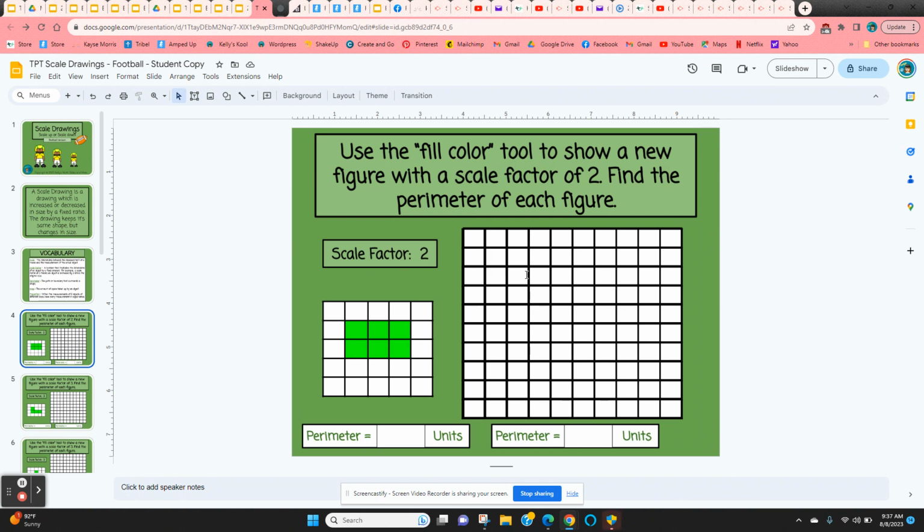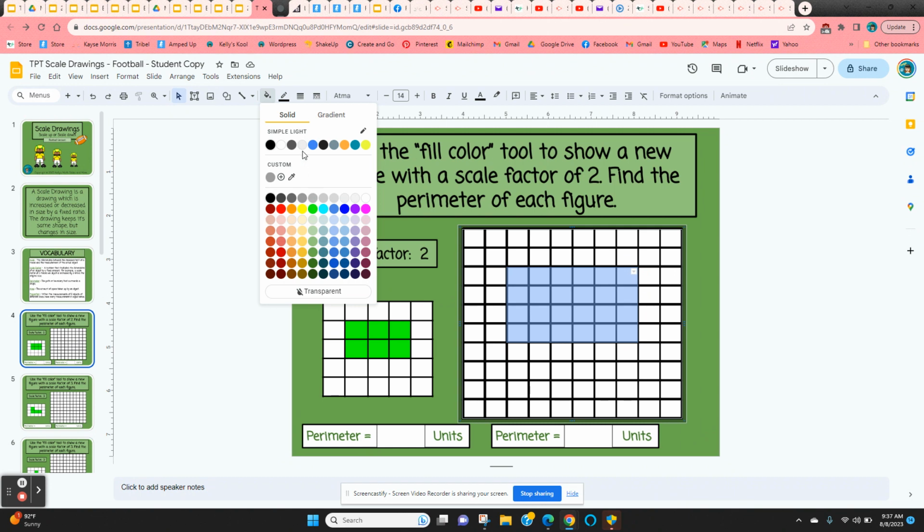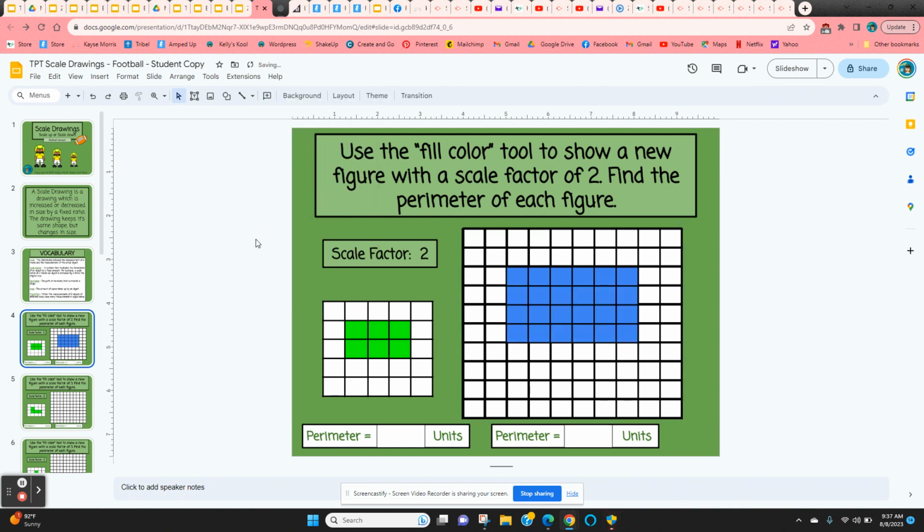In order to do this, they're going to take each measurement. If they multiply by 2 on the length, they're going to get 6. So they want to click and hold in one of the squares and scroll across until they've highlighted 6 going across the top. Then the width would be 2 times 2, which is 4. Now that it's highlighted, they come up to the fill color feature and they can choose any color they like. So now they've scaled up this figure by a scale factor of 2.